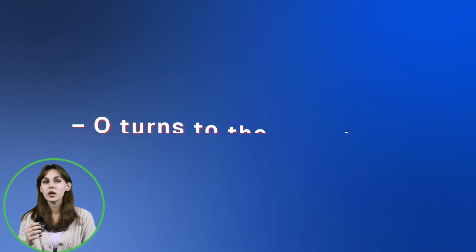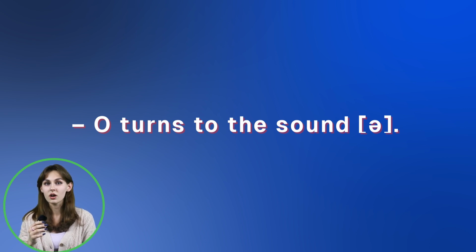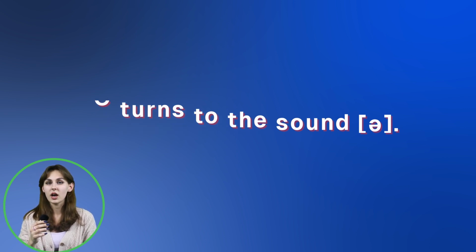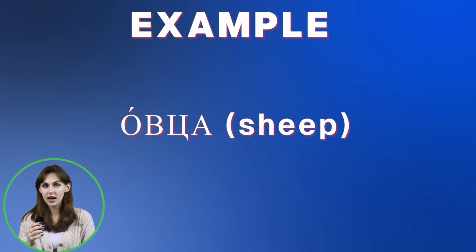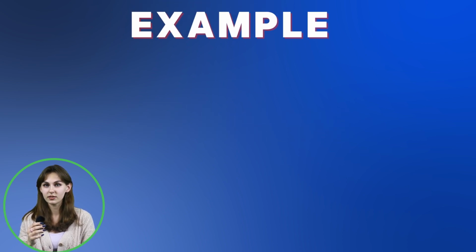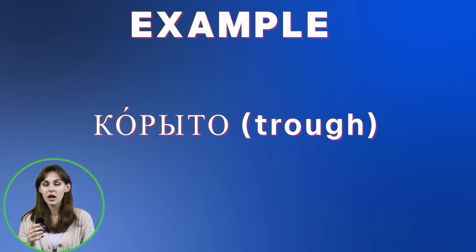So today we will discuss vowel reduction. O in the unstressed syllable turns to the sound... it's something between a and o. For example, овца – sheep, Москва – Moscow, корыто – trough.